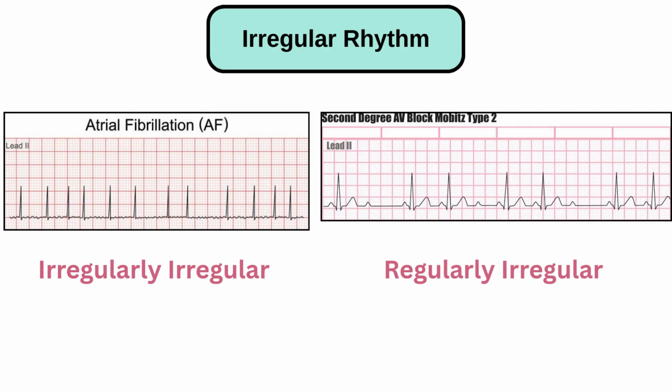And that gives us a systematic start. Calibration, axis, rate, rhythm. From here, we can move forward into intervals, waveforms, and more advanced interpretation.